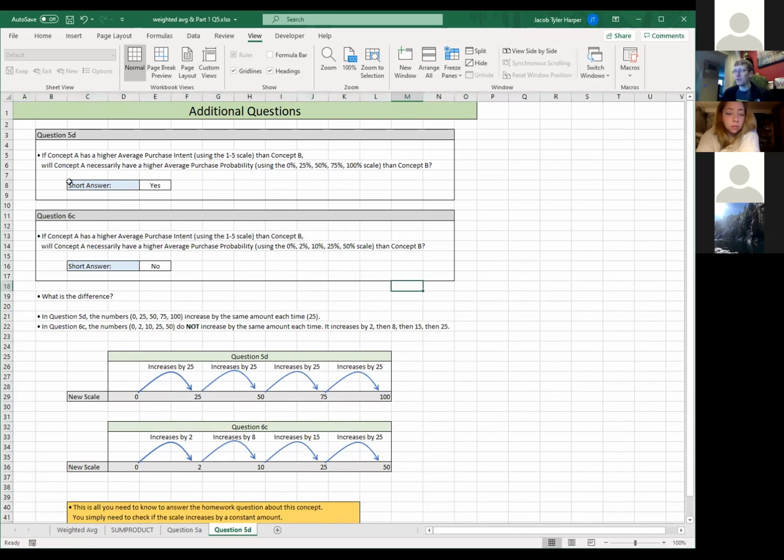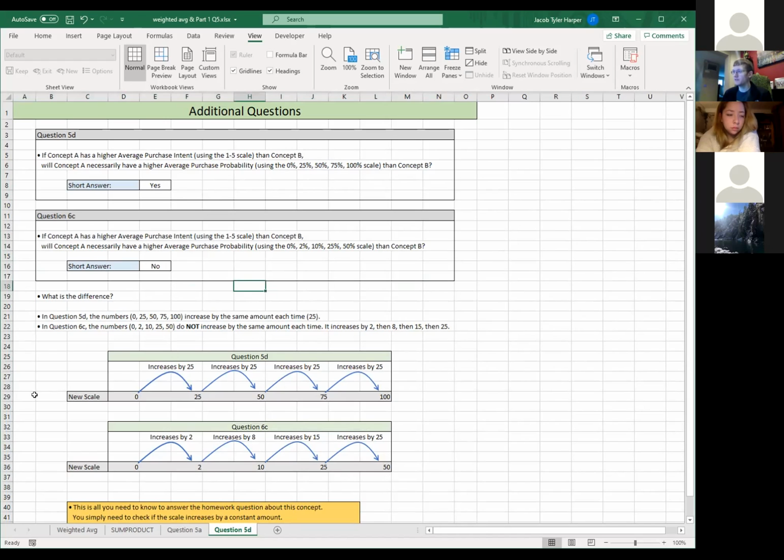So in the first case, the answer is yes. But in the second case, the answer is no. And what is the difference? And that's what I want to talk about right now. Why will it remain the higher average up here, but not necessarily down here?